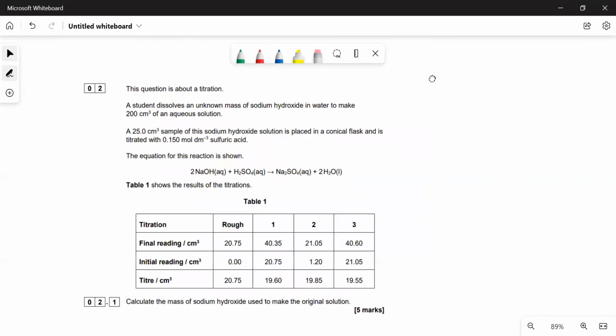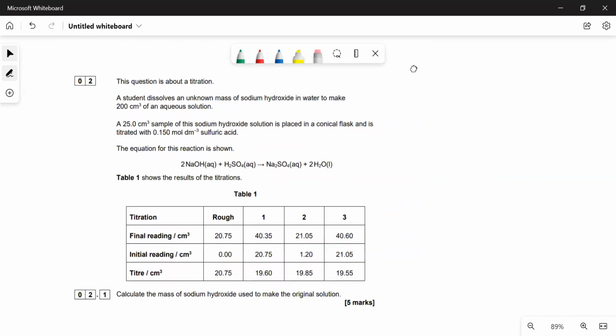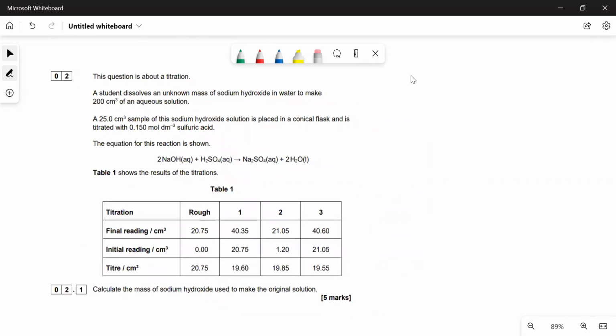Okay, titration now. Right, the student dissolves an unknown mass of sodium hydroxide in water to make 200 centimeters cubed of an aqueous solution. So I'm going to draw a little picture here. There is our 200 centimeters cubed of solution in a volumetric flask. Right, they pipette out 25 centimeters cubed of that. That's an eighth of it, isn't it?